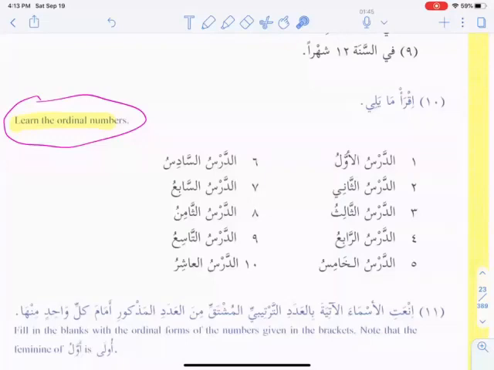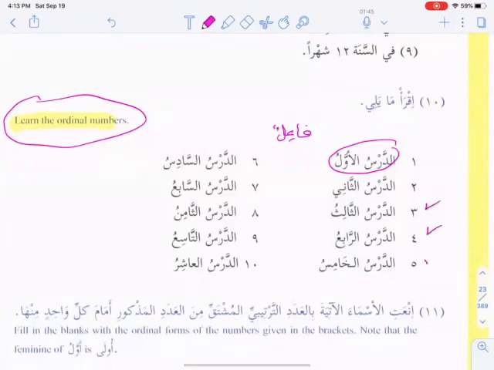These are all, except for this, on the pattern of fa'ilun. See, sadisun, sabiun, thaminun, tasiun, ashiru. Can you see? And this has the same thing, but in a different way. So that is why Dr. Abdurrahim didn't mention this, but he mentioned this.